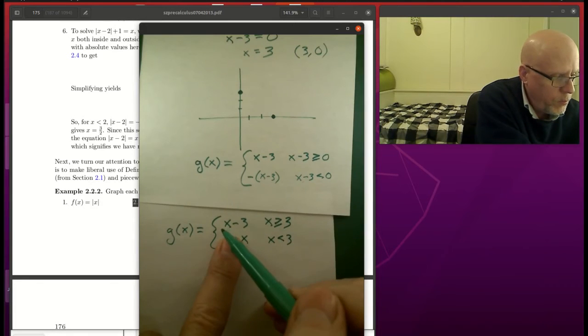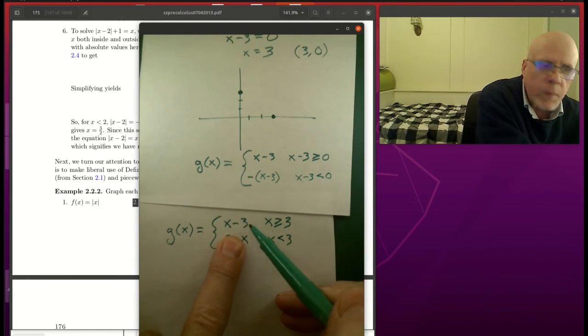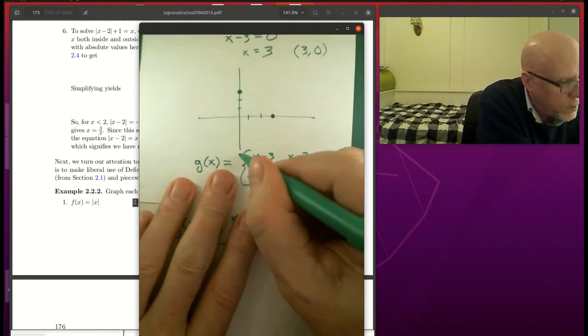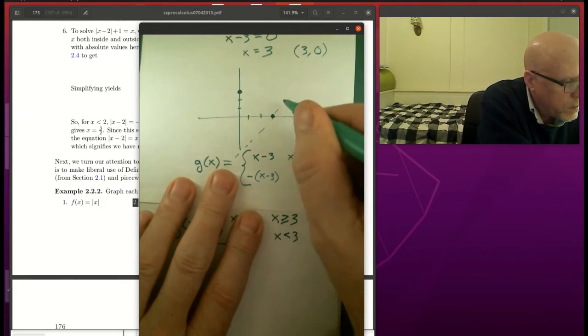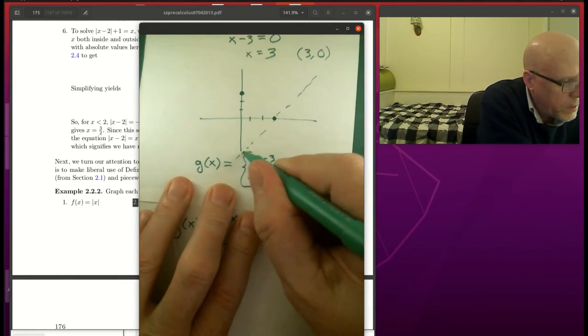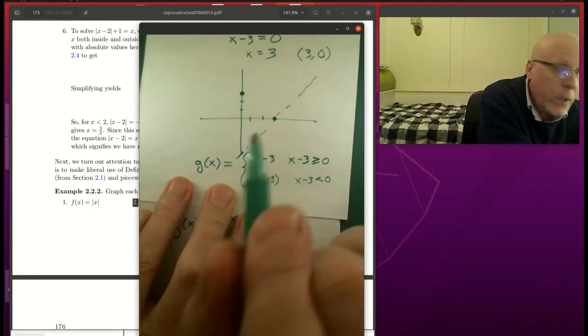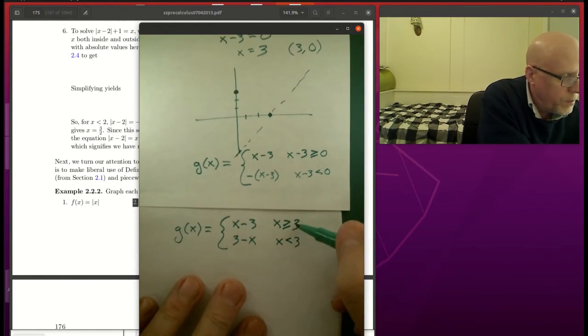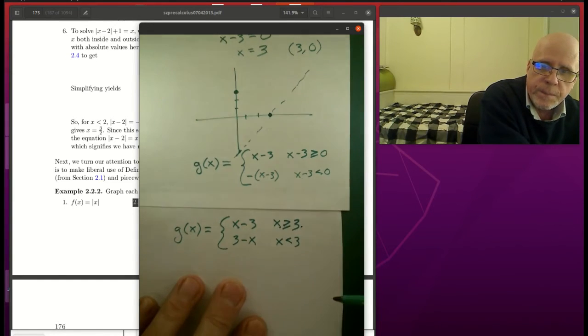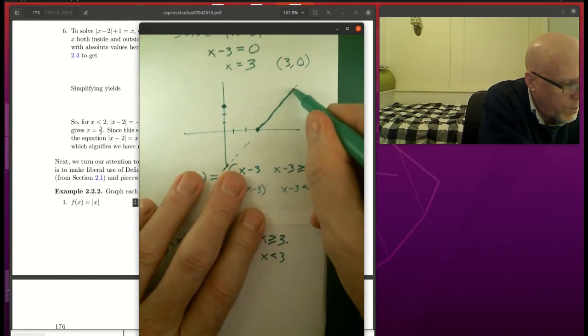That has a slope of 1 and a y-intercept of minus 3, which means it's this graph. It's the y-axis down here at minus 3, has a slope of 1, right? But we're only going to draw that graph when x is greater than or equal to 3. Okay. So that's this part of it.